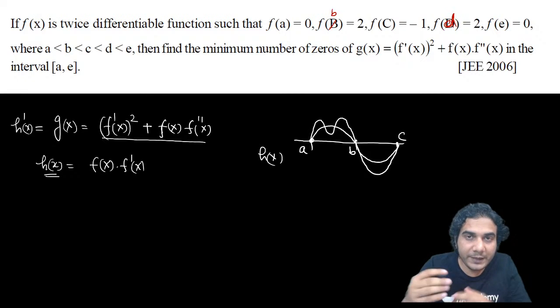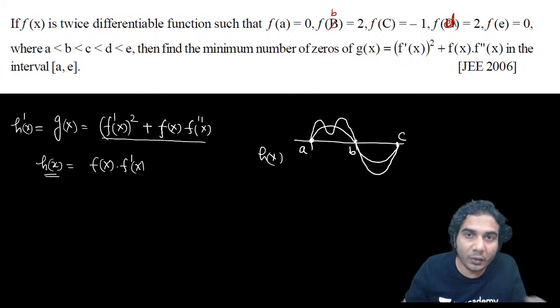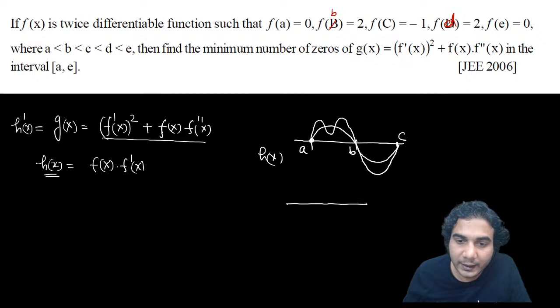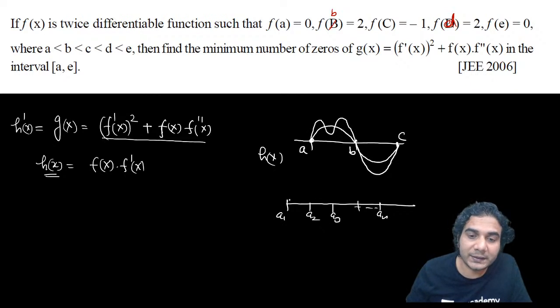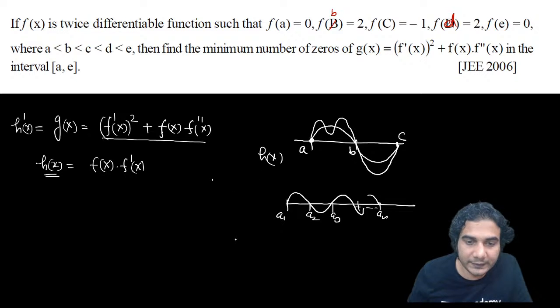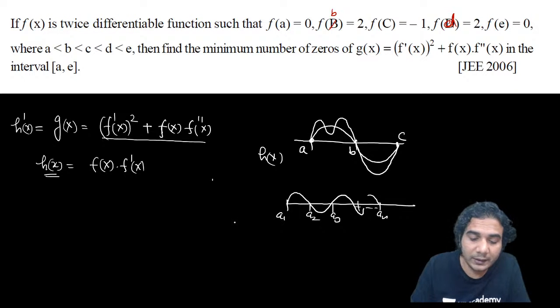Okay, so if I keep generalizing it, then I can say that if h(x) has n different roots, say a1, a2, a3, and so on up to an, these are the n different roots of h(x), and h(x) is a differentiable function, then there will be at least n minus 1 roots of which function? h'(x). So that is the statement we can say using Rolle's theorem.